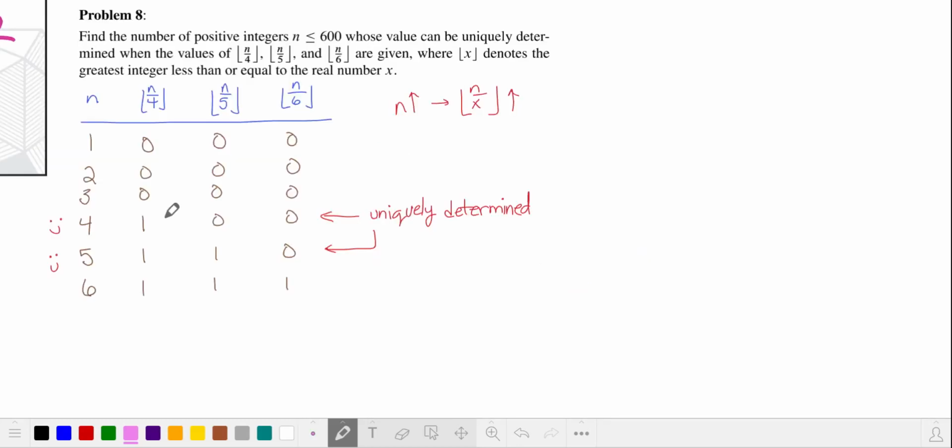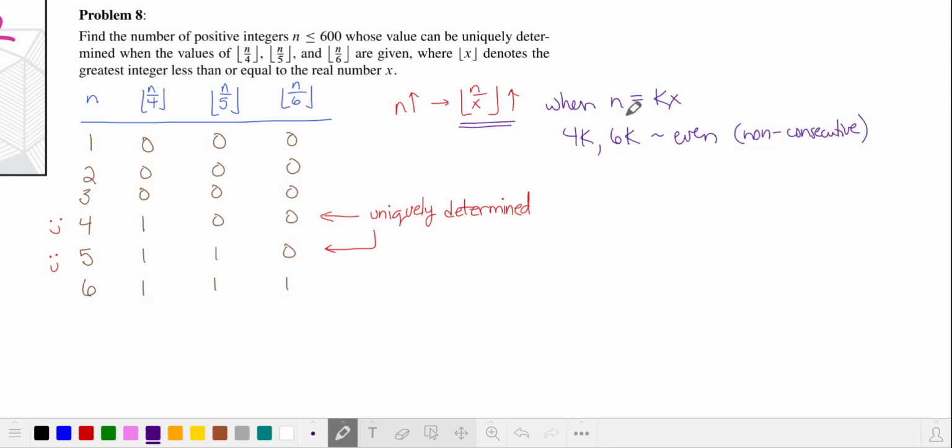So in this example, when we go from 3 to 4, our number becomes a multiple of 4. And then our next number again switches to a multiple of 5, changing this floor function. So whenever we have two consecutive numbers that are multiples of 4 and 5, or 4 and 6, or 5 and 6, then we will have uniquely determined floor functions. These floor functions increase when n is a multiple of one of these three denominators.